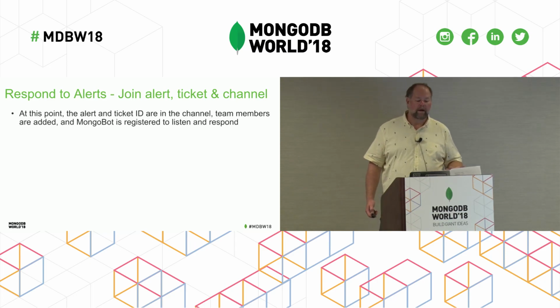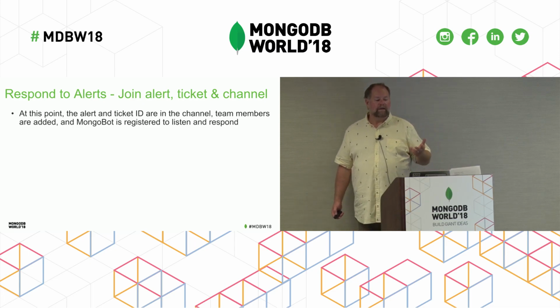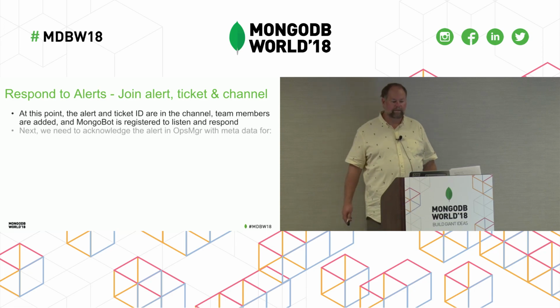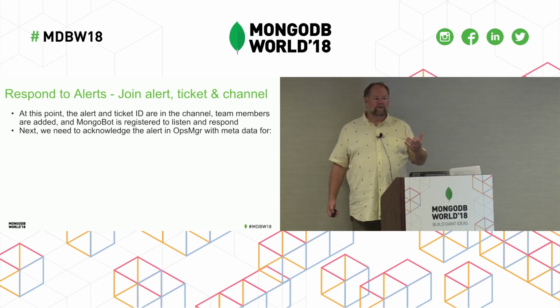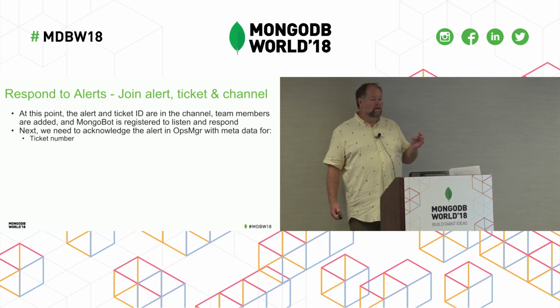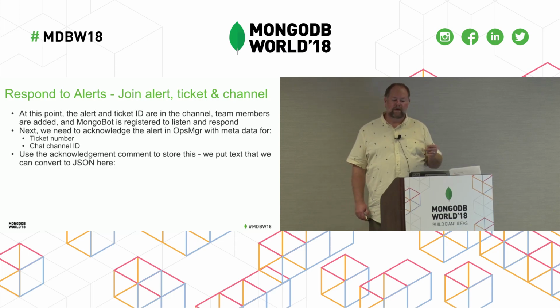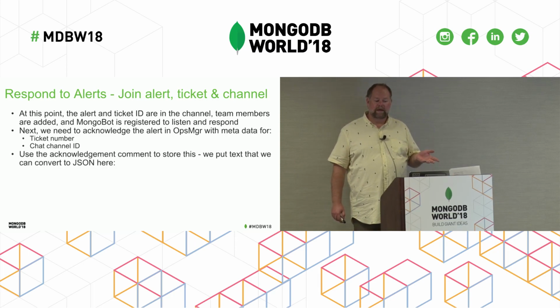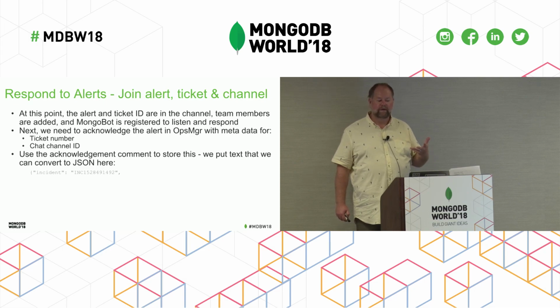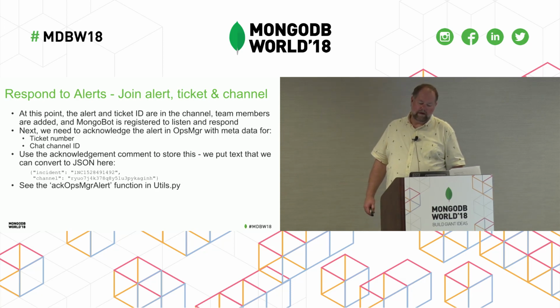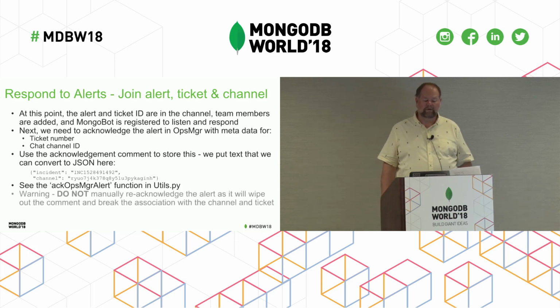So we have an alert, we have a ticket ID, and we have a channel ID. All those members are added so we can all collaborate, and MongoBot's registered to listen for requests so it can post information periodically. But we need to acknowledge the alert in Ops Manager, and we're going to add some metadata to that alert acknowledgement so we know what ticket number we're dealing with and what the chat channel ID is. So we use the acknowledgement comment to do that, and we just put in some text we can convert to JSON, incident and channel. There's that Ops Manager alert function that does that for us.